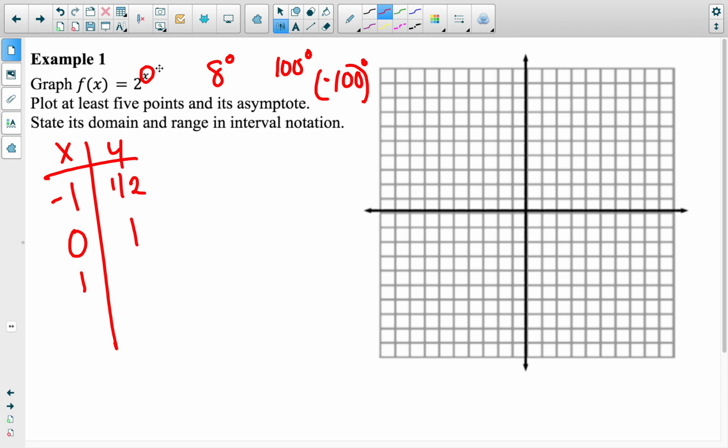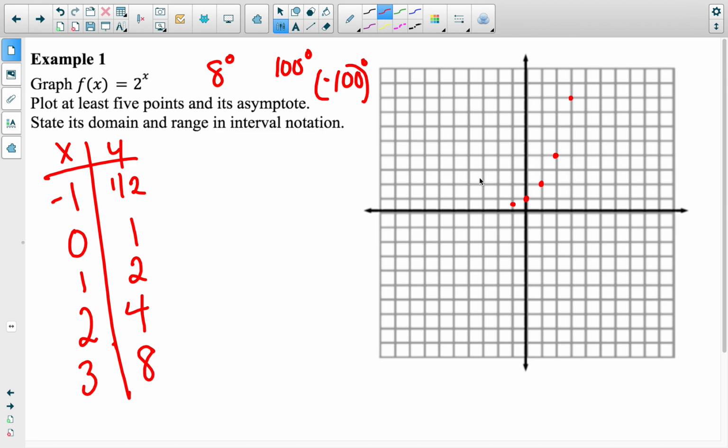If we put 1 in for x, 2 to the first power will give us 2. If we plug in 2, 2 squared would give us 4. With 3, 2 to the third power would give us 8. Then we can start plotting these on our axis, and we start to see this rapid growth happen.